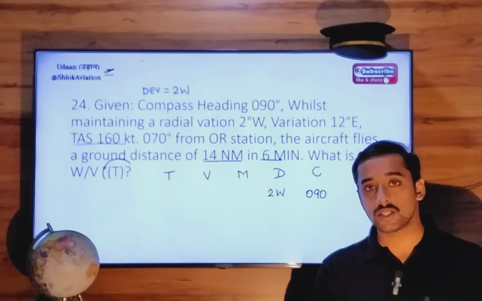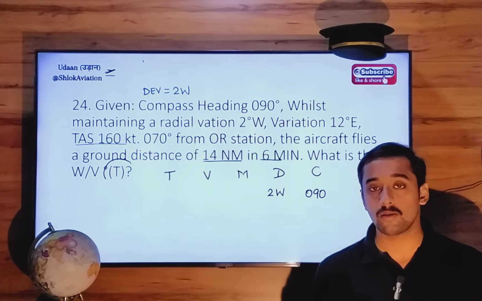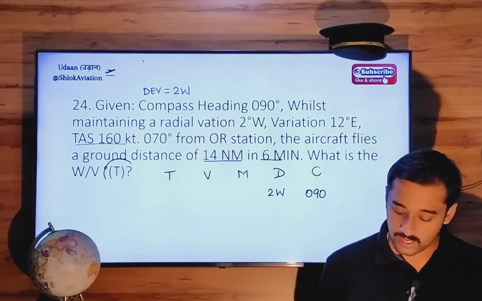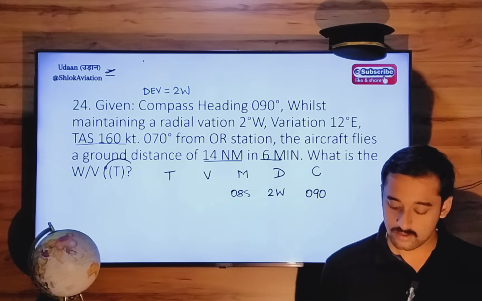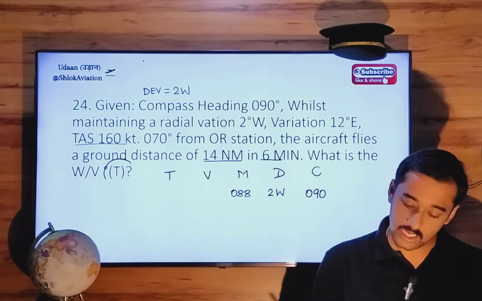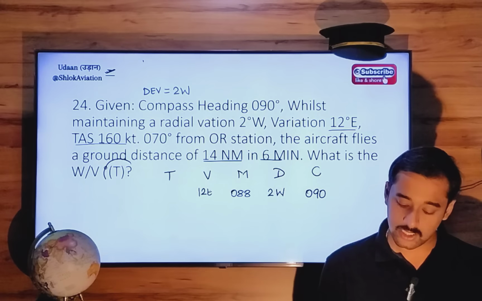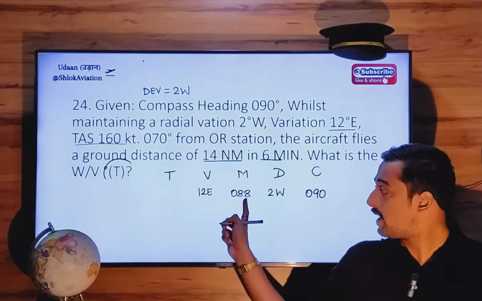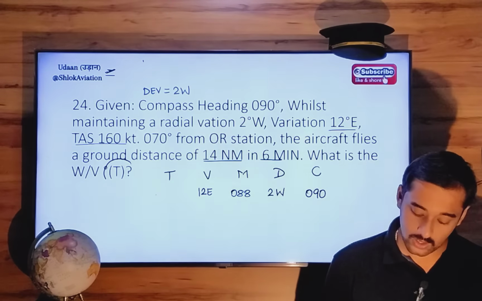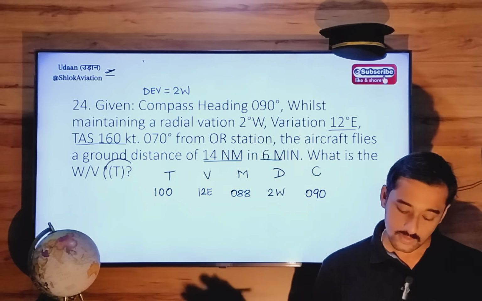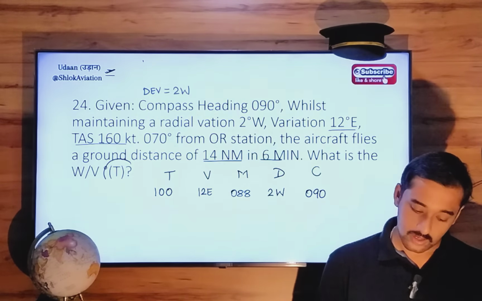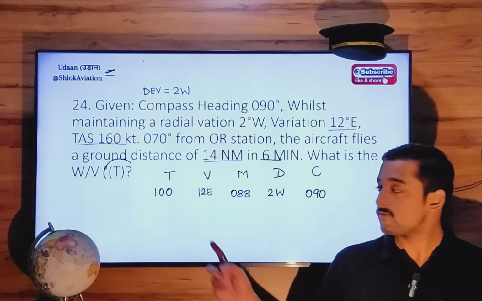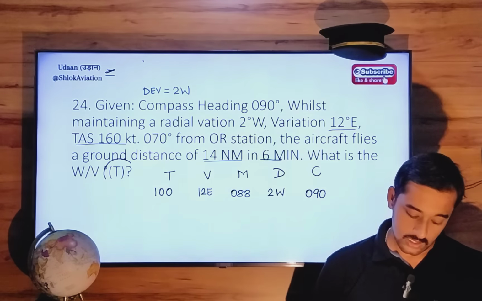Deviation west, compass will be west, meaning compass will be more than magnetic. So magnetic will be 088, less than compass. Variation is 12 east. Variation east, magnetic least. So true will be 88 plus 12, which is 100. True heading. Okay, so true heading of aircraft will be 100.